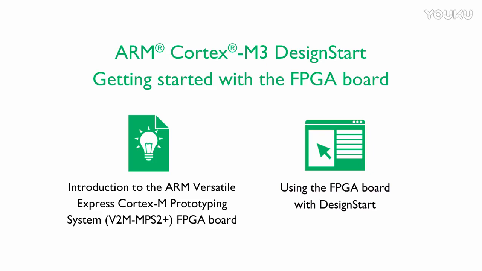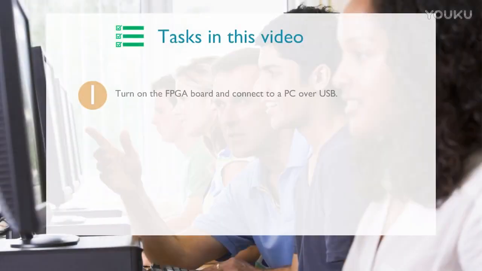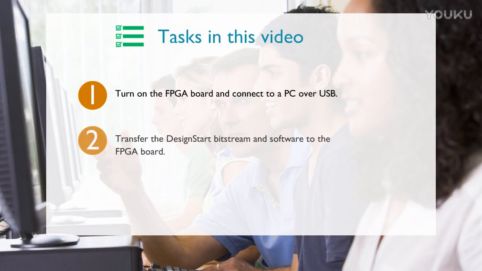You'll also know how to start a debug session in Keil, which will be of use to you as you start prototyping and testing your own FPGA designs. To achieve this, we're going to perform three tasks. First, we'll turn on the board and connect it to a PC. Then, we'll transfer the Designstart bitstream and software to the board.